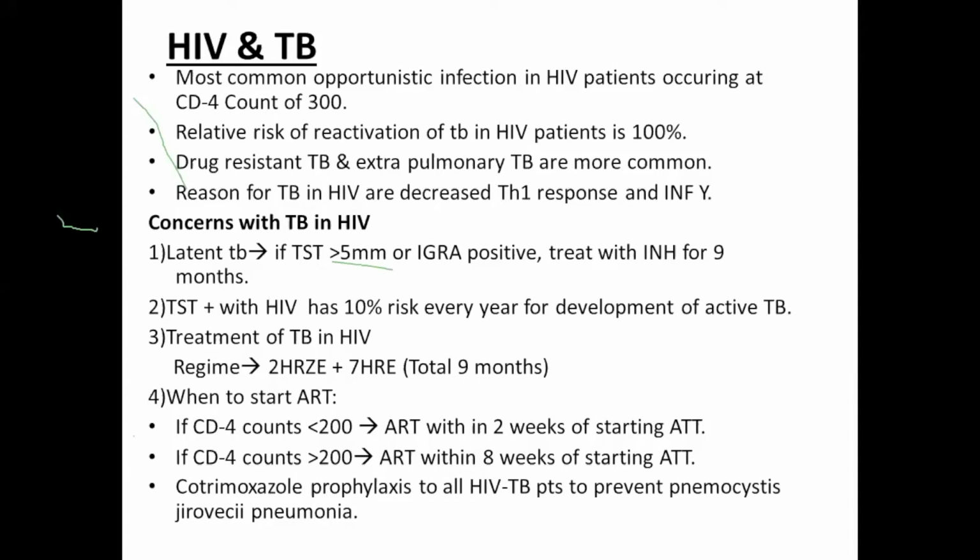When to start ART? If CD4 count is less than 200, then ART within 2 weeks of starting ATD. And if CD4 count is more than 200, then ART within 8 weeks of starting ATD. And cotrimoxazole prophylaxis to all HIV and TB patients to prevent pneumocystis pneumonia.